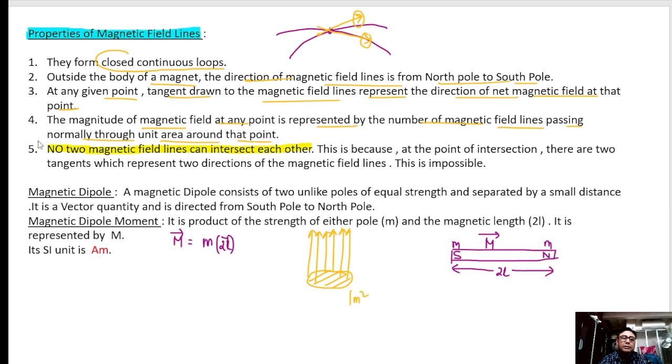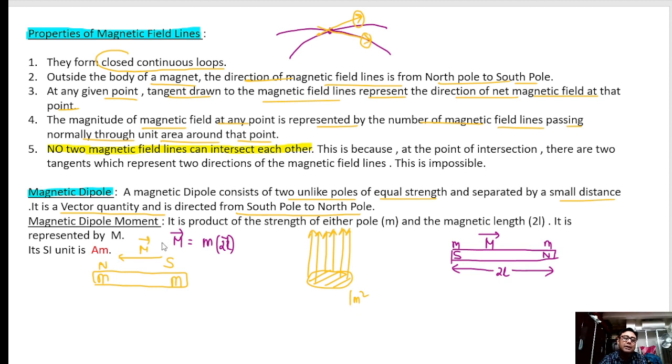Next, we are dealing with magnetic dipole. So what is a magnetic dipole? A magnetic dipole consists of two unlike poles of equal strength. That means one is a north pole, one is a south pole, separated by a small distance between them. So it is a vector quantity and directed from south pole to north pole. This is the magnetic moment, south pole to north pole.